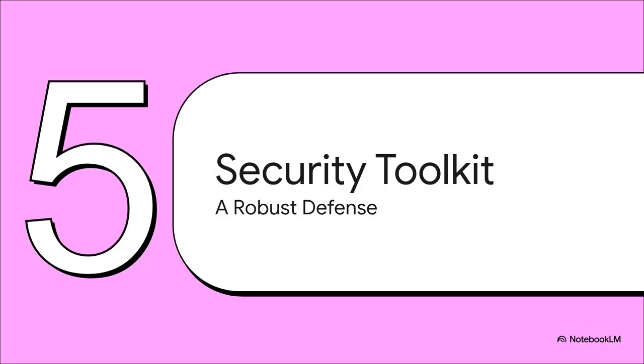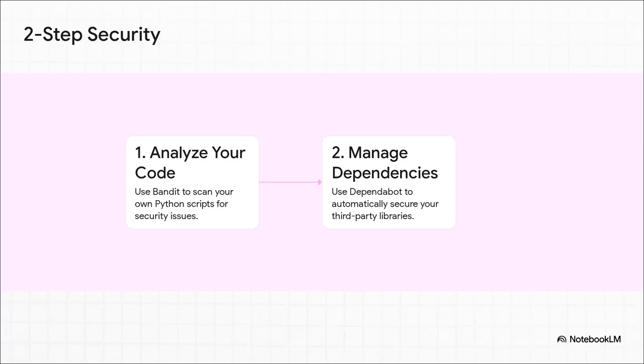All right, let's bring it all home. We've looked at two really powerful tools. Now, let's see how they fit together to create a really solid, robust security strategy. You can really just think of it as a simple two-step security protocol. Step 1, analyze your own code. Use Bandit to keep your Python scripts clean. Step 2, manage your dependencies. Use Dependabot to automatically secure all the third-party code you're bringing in.